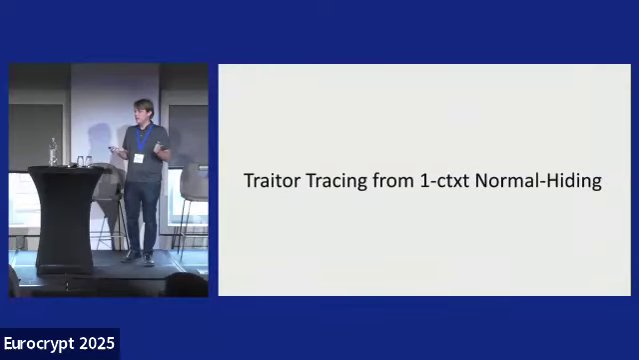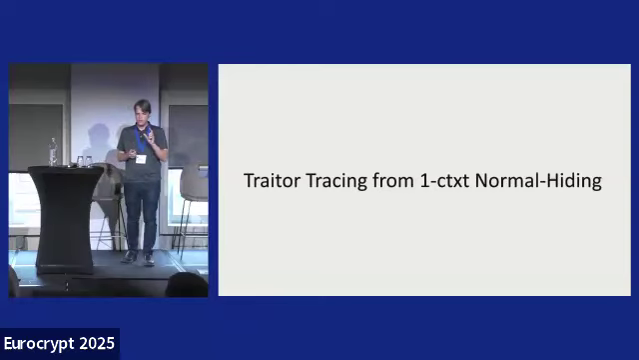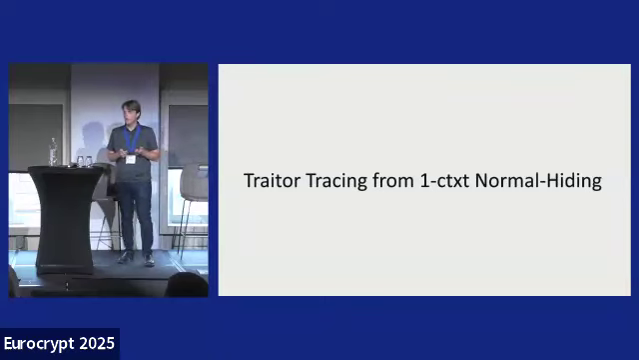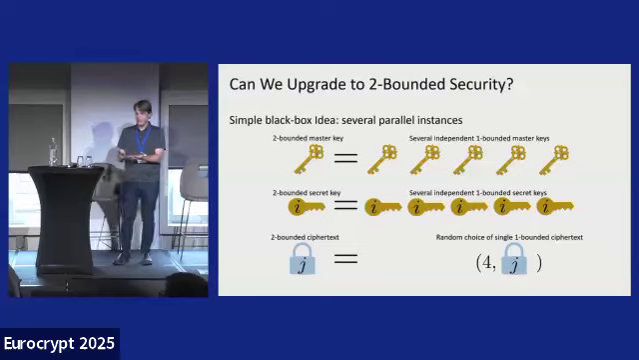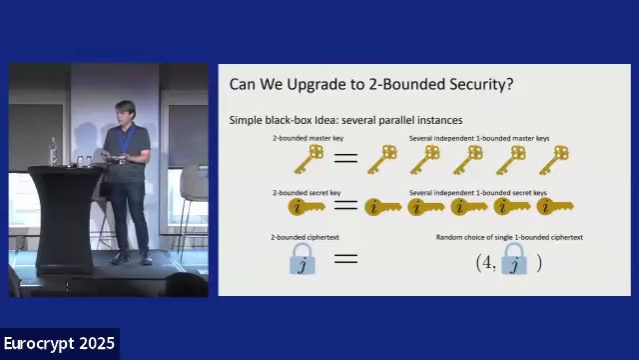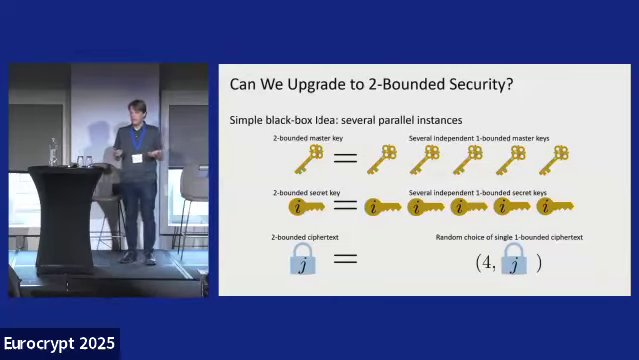Okay. So I don't have nearly enough time to go into the details of both of these steps, so I'm just going to focus on the first one, getting traitor tracing from 1 ciphertext normal hiding security. So the starting point is, let's suppose we have a scheme. I haven't told you how to do it, but let's just suppose we have a scheme that has 1 ciphertext security for normal hiding. And let's just try to get 2 ciphertext security for normal hiding. How might we do this?